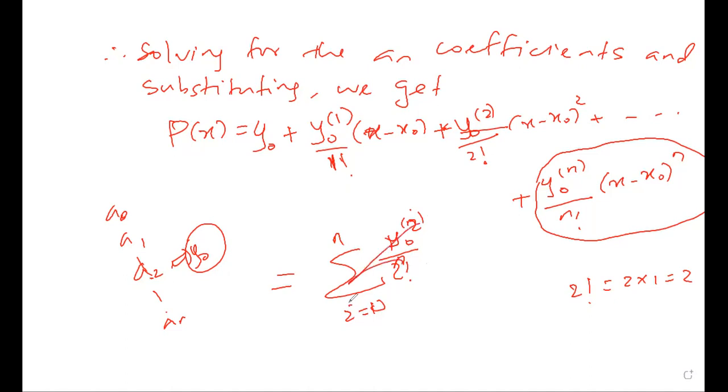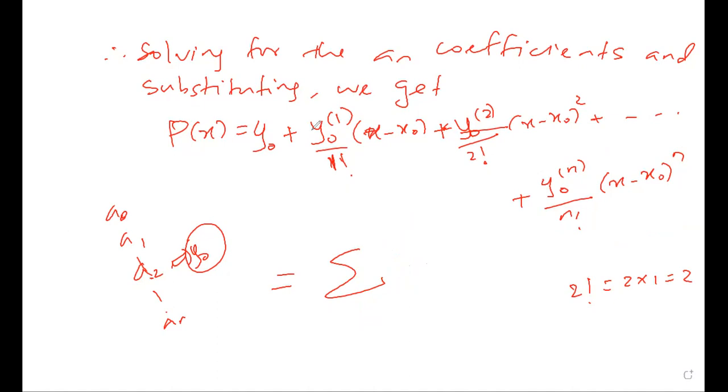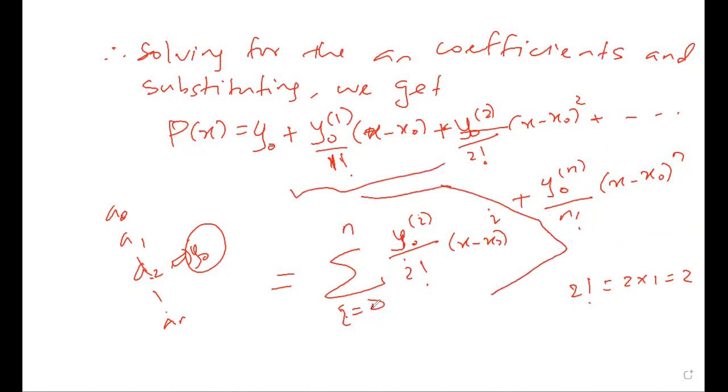Okay, so I'll write again. The summation i is equal to 0 to n, 1 over i factorial, times y naught of i, times (x minus x naught) to the power of i. So I can write this as a common term of this one. Is that correct? So this will be the answer for this question.